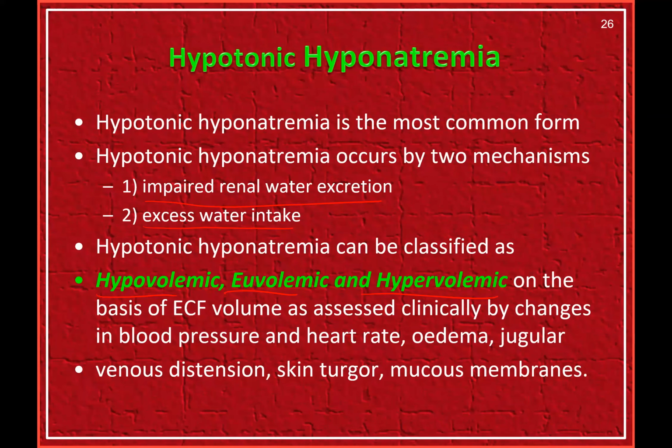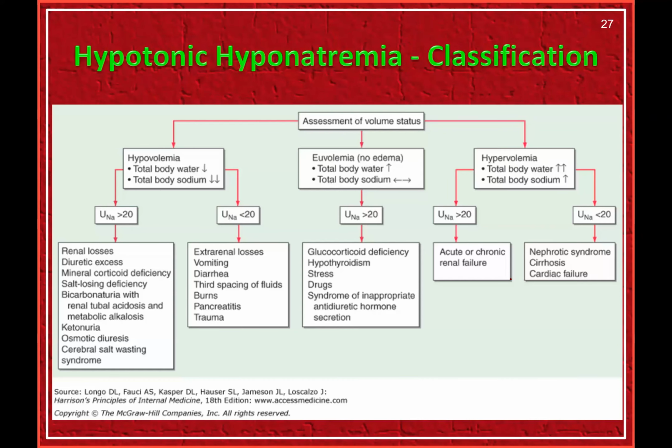So once it is hypotonic hyponatremia, what is my clinical volume status? Hypovolemic, euvolemic, and hypervolemic. Now this is the way of looking at it very clearly. Carefully understand this chart. As we said earlier, hypotonic hyponatremia is the commonest form, and that we are now going to deal with. Assessment of volume status.